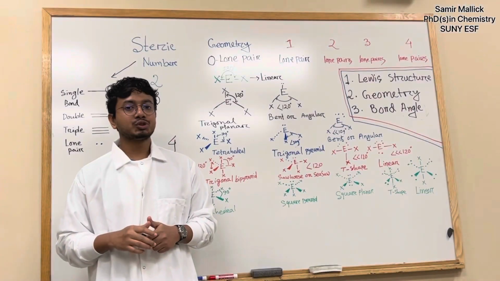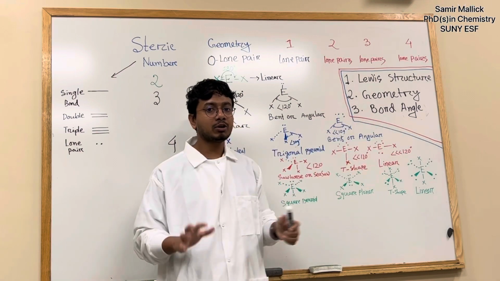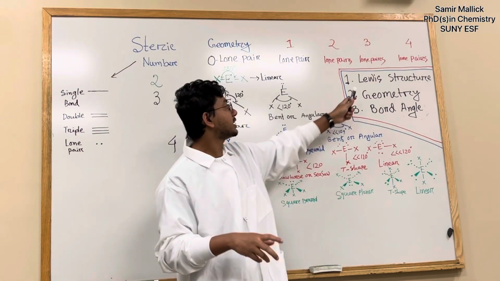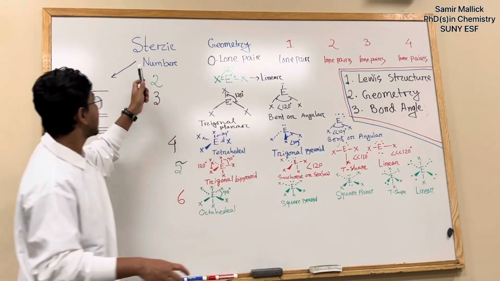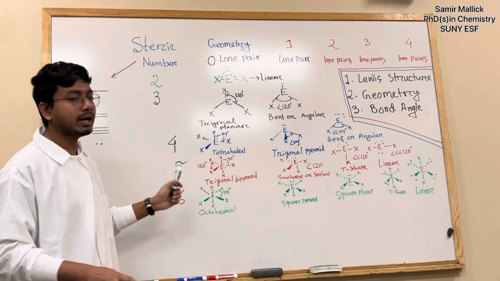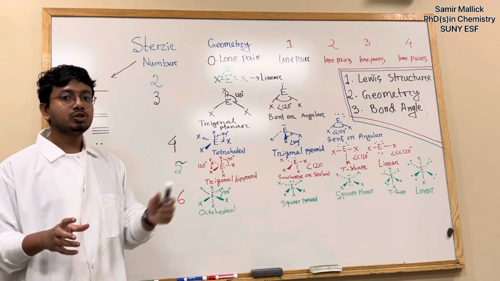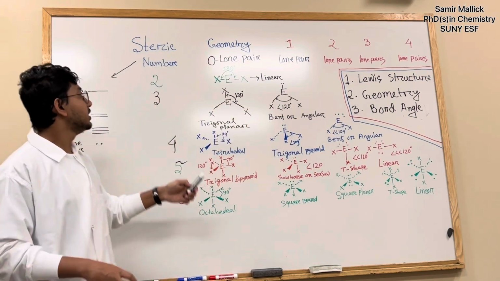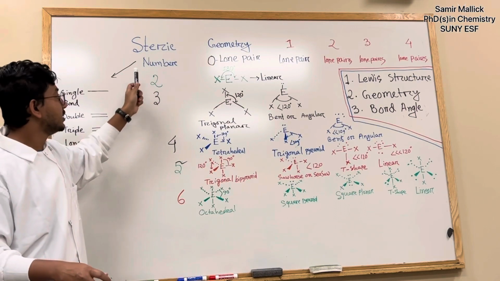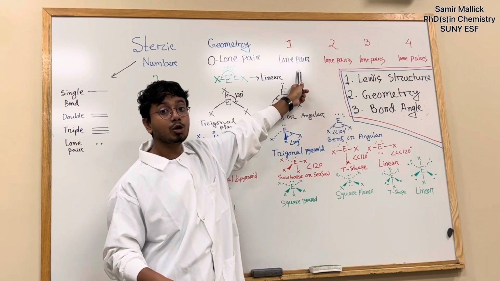Today in this video I am going to show you the Lewis structure, geometry and bond angle of a compound. First, to determine the Lewis structure, you need to count the steric number. You can also see the whole whiteboard where I drew a lot of structures. This is just a common concept. Before going to the Lewis structure, you need to know the steric number. Then we will go to the geometry and the effect of the lone pair.